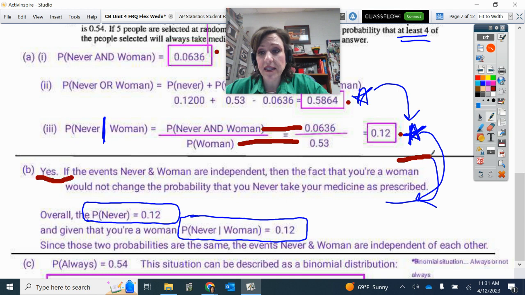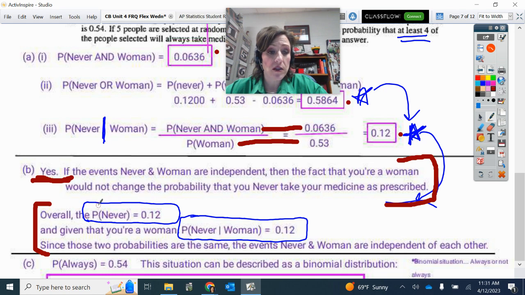And somehow explain it. If you only explained it with this sentence here, if the events never and women are independent, then the fact that you're a woman would not change the probability that you never take your medicine as prescribed. If all I did was that without support numerically, then I would get partial credit. But I could just say yes and then support down here the appropriate way with numerical support.